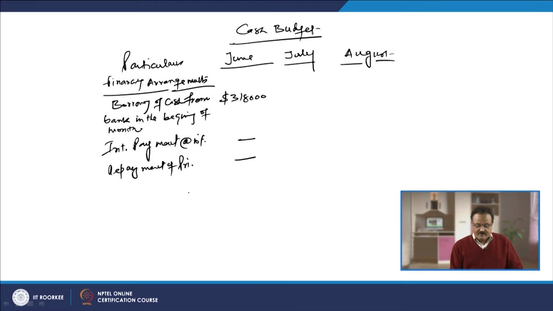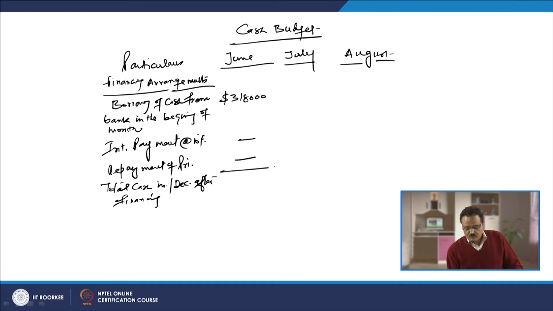Now you will write here: total cash increase or decrease after financing. So what has happened now? You put here that the total cash increase after financing is $318,000. We have calculated that it is $318,000 just because of the borrowing we have here.